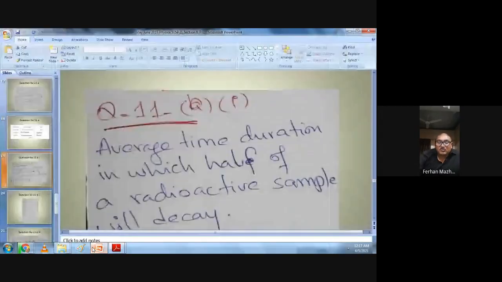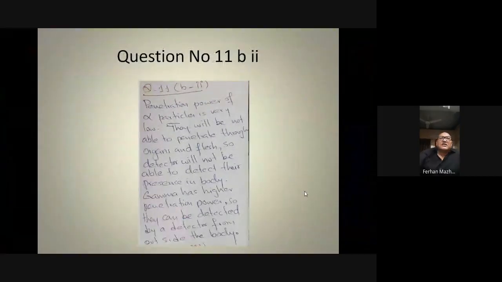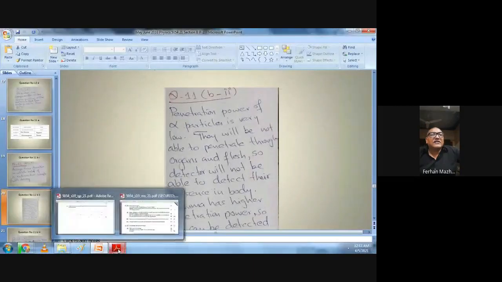I've written this answer. Let me show you my answer. Penetration power of the alpha particles is very low. They will not be able to penetrate through organs and flesh. So the detector will not be able to detect their presence in the body. Gamma has higher penetration power, so they can be detected by a detector from outside the body. So it's a 2 mark question. I hope you have understood. And let's see what the marking scheme says.